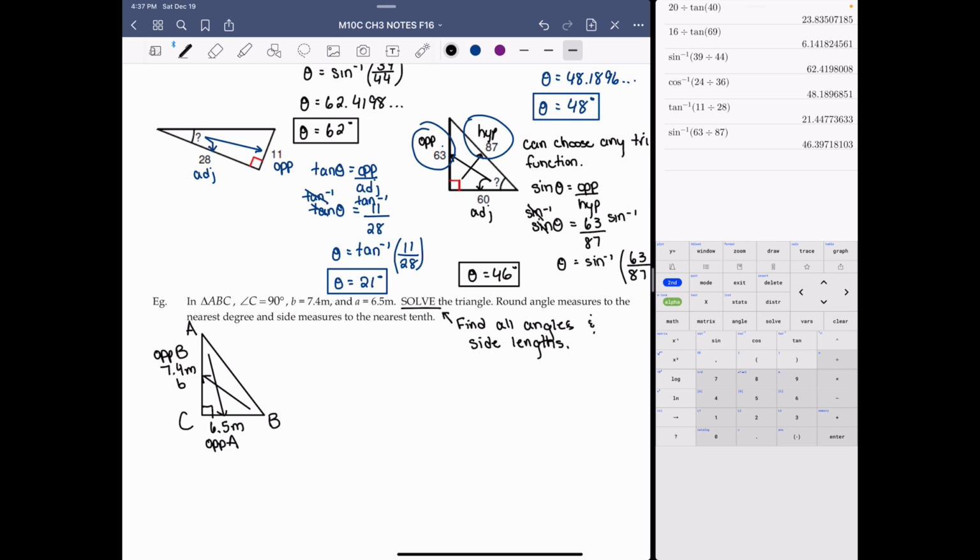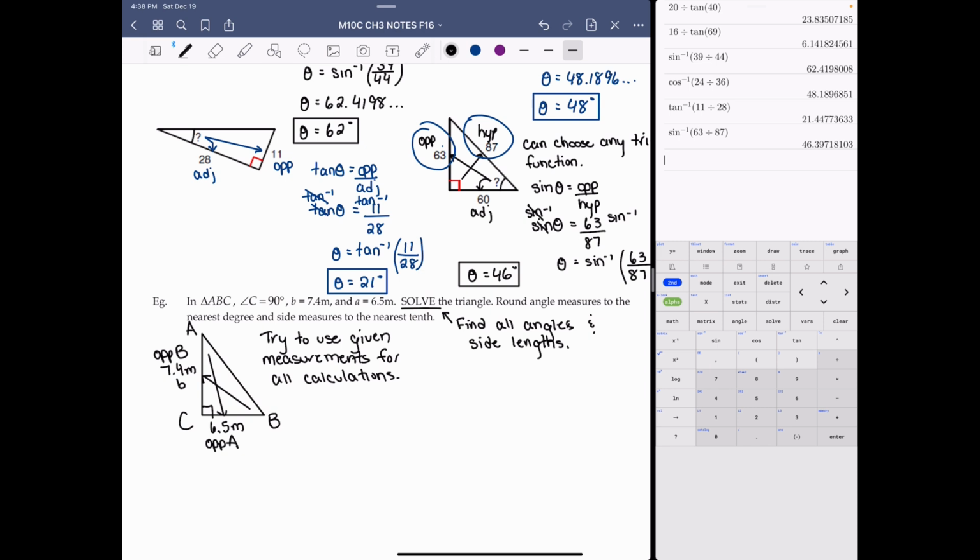Now when we're solving questions in this unit, we want to try to use the measurements we're given for all of our calculations. It's not always possible. Sometimes we have to use a number that we've calculated for another calculation, but if you can, use the given measurements for all your calculations.